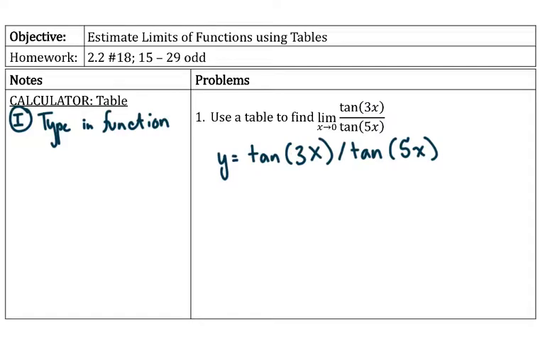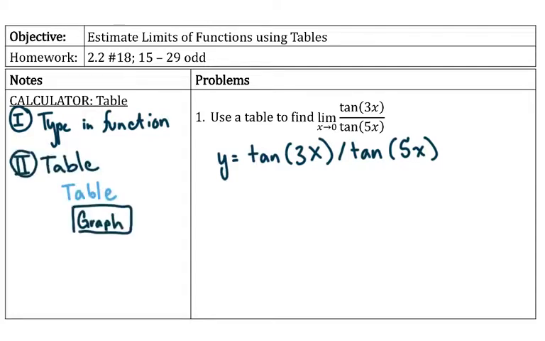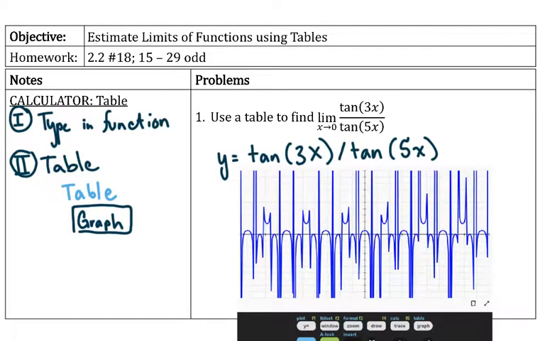Since we're using tangent, make sure that your calculator is in radian mode whenever you're looking at anything involving trig in this class. Then, instead of going to graph, you're going to hit the second button above the graph, and that's going to take you to a table. We're going to use a table for this because if you do click graph, you get something that's pretty wild for this function. So we're going to use a table instead.